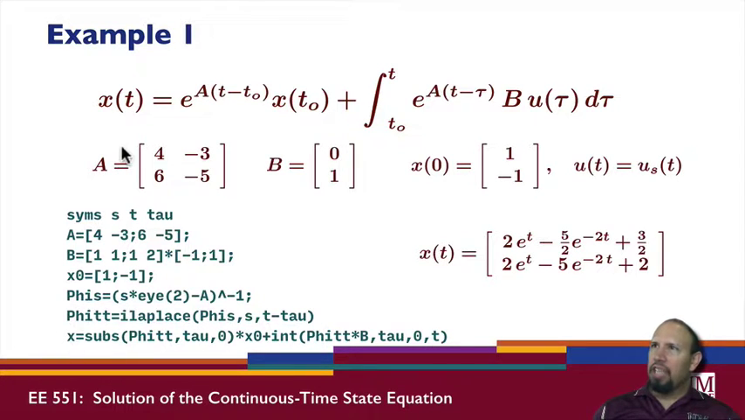Now to see what x of t is, I'm going to assume my t naught is 0, and so I'm going to substitute in for tau 0 times the initial condition plus the integral. The reason I needed t minus tau is so that when I do this integral, remember, from t naught to t of e to the A times t minus tau. So I needed t minus tau here. So phi of t and tau times B.